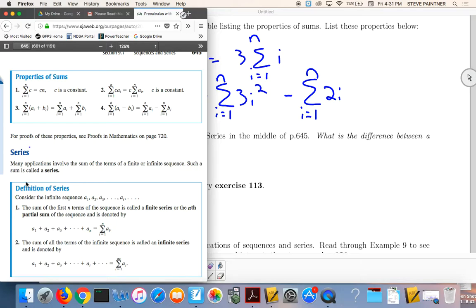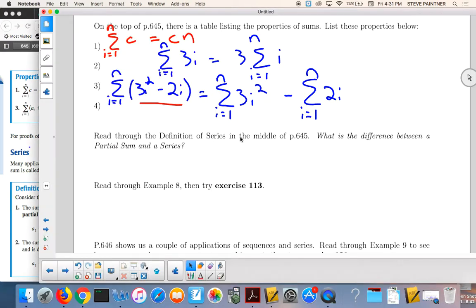The fourth property here just says if you have a difference of 2 sequences, you can sum their difference separately. That's all it's saying. I'm not even going to write that one down because I basically ended up writing down property 4 for my example for property 3. I think it's pretty intuitive.